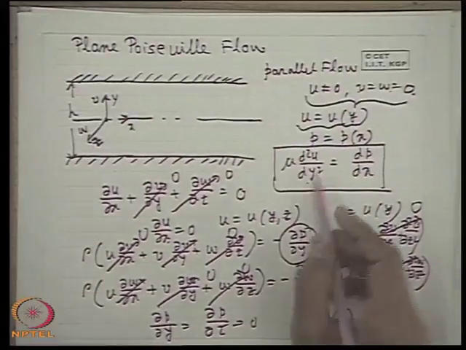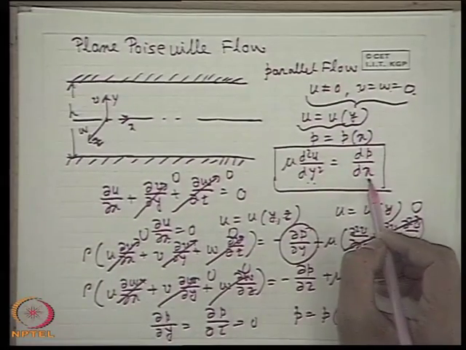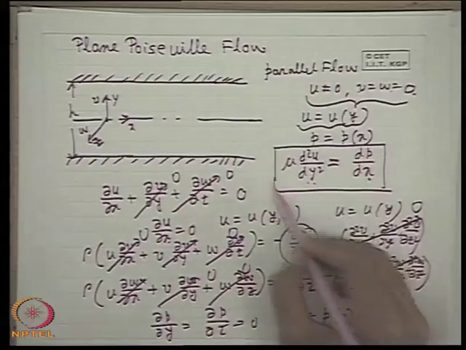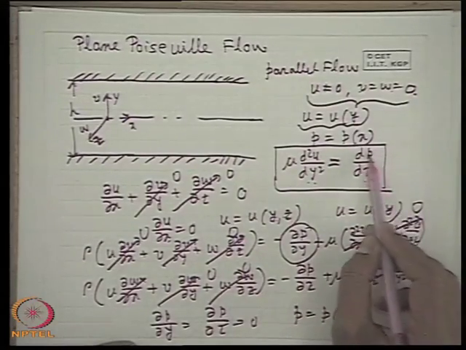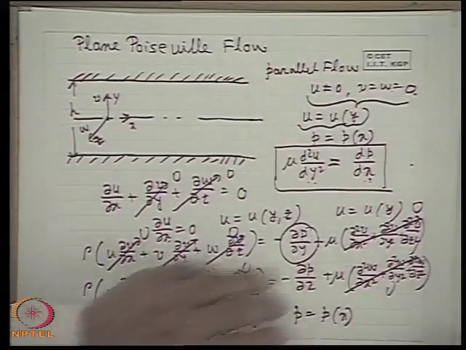Now, the argument is that u is a function of y only, p is a function of x only. So, therefore, the equality can only be valid provided d square u by dy square and dp/dx both are constant. That means p is a linear function of x, u is a linear function of y.